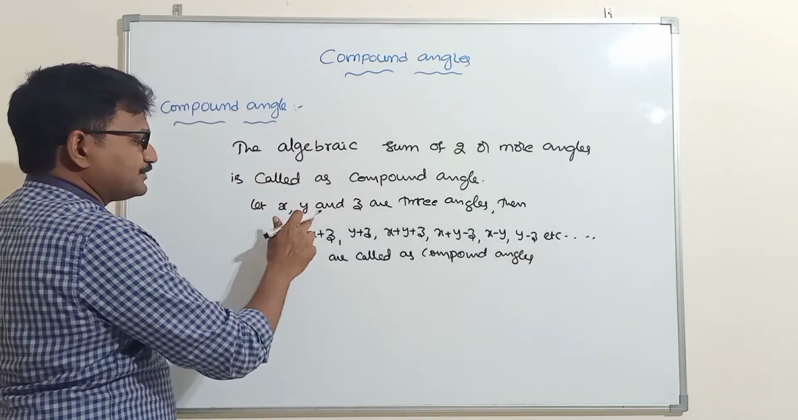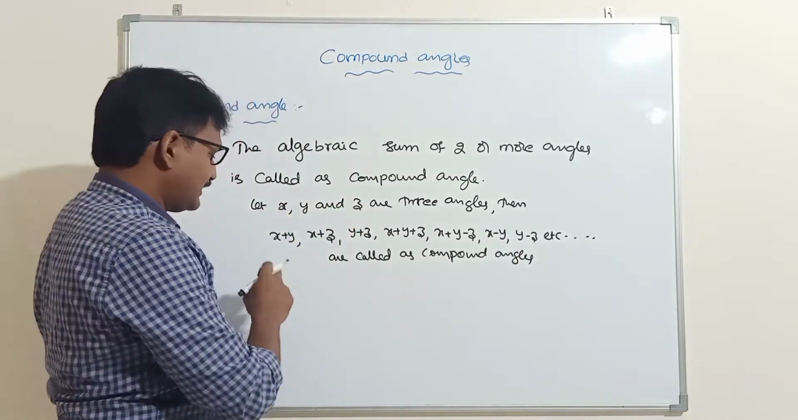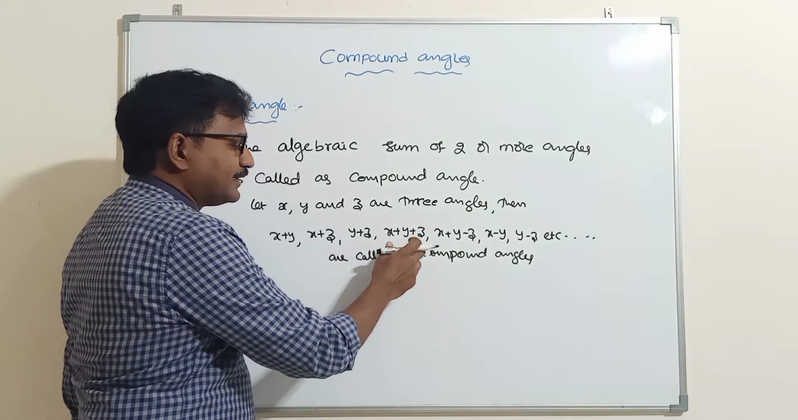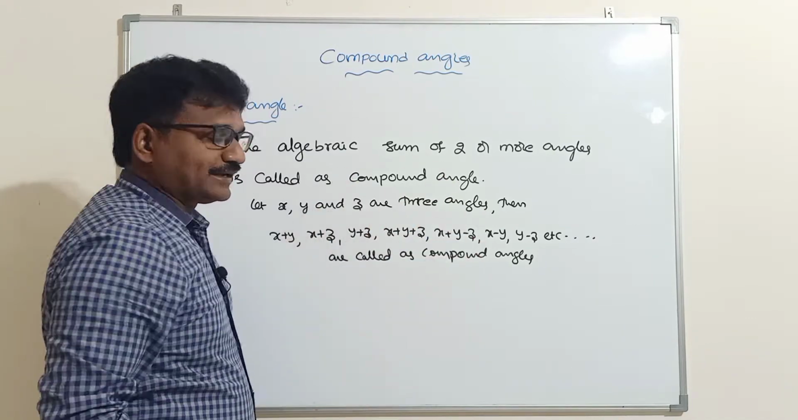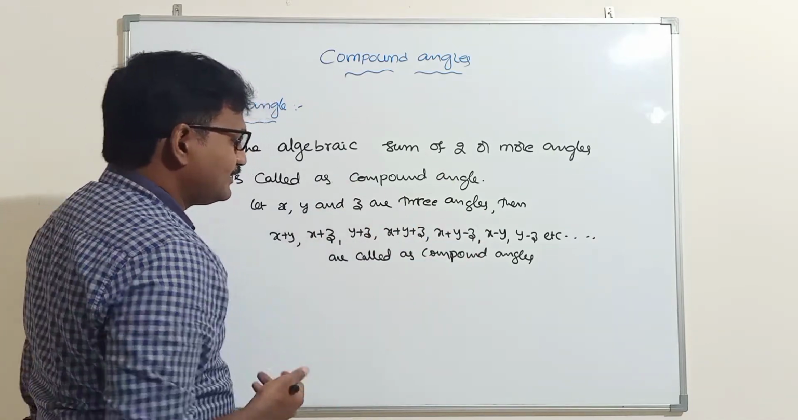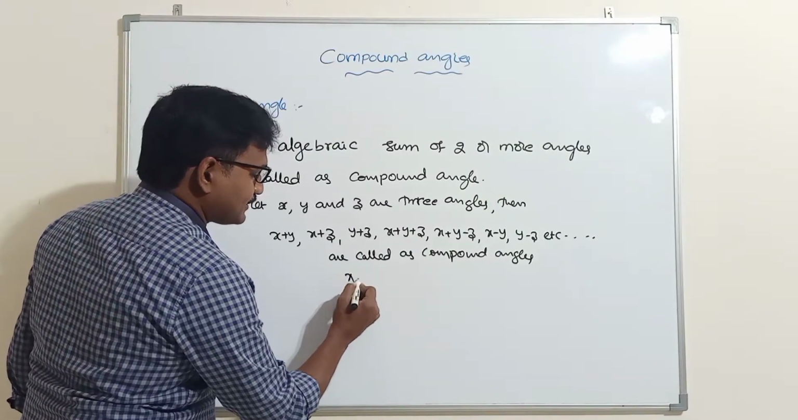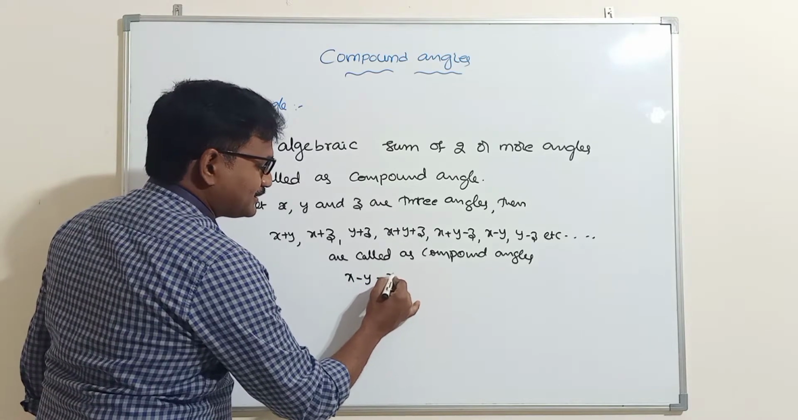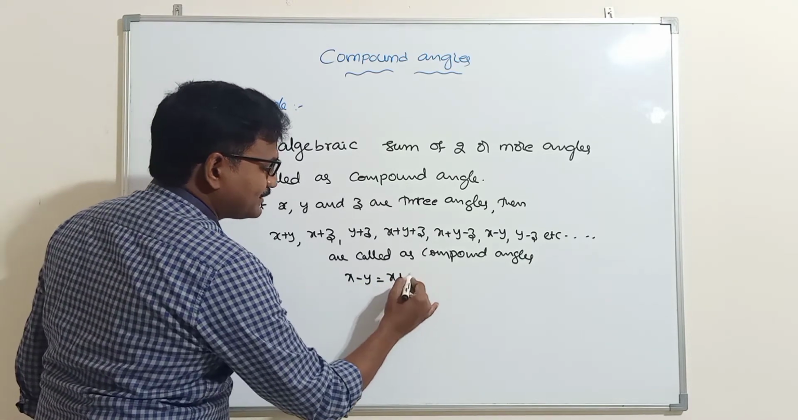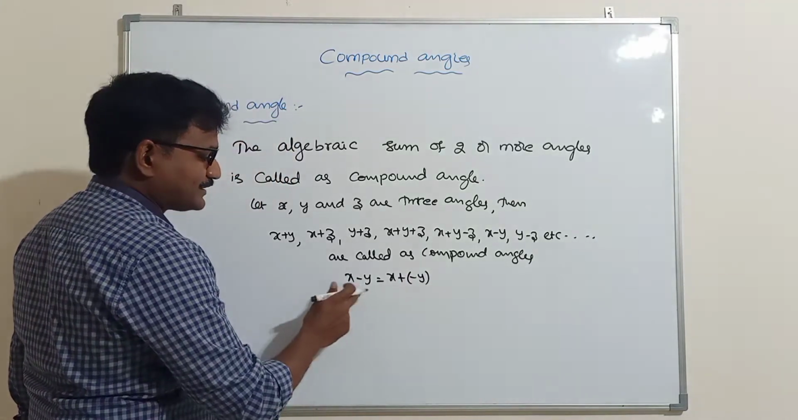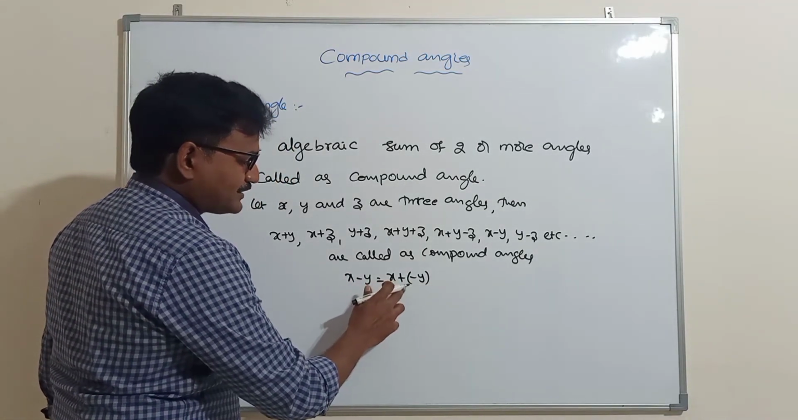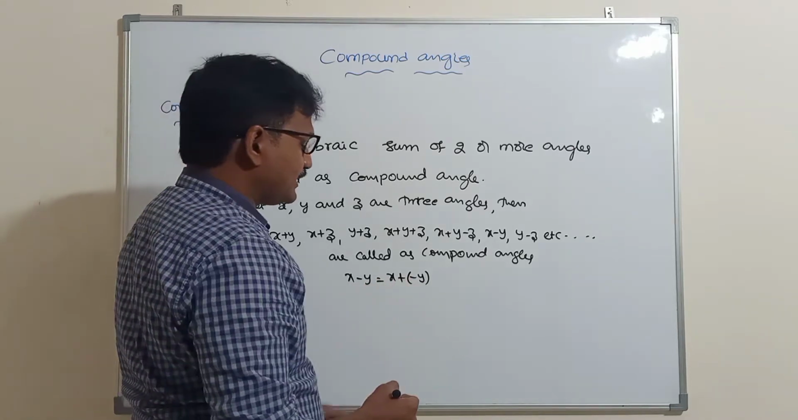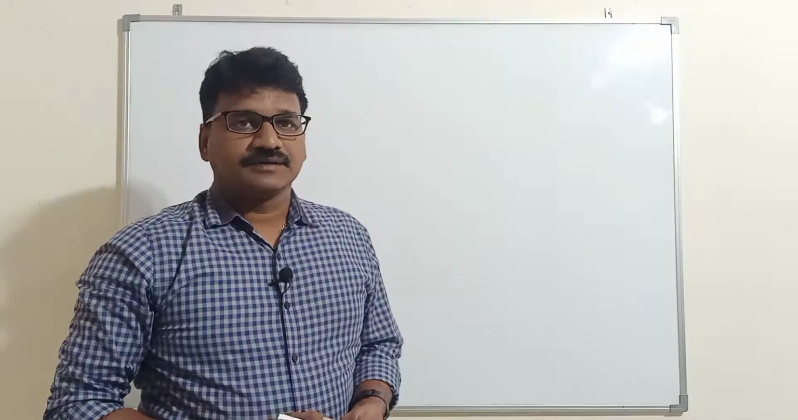So here x, y, z are three different angles. If you add two angles, either x and y, or x and z, or y and z, or if you add three angles, two or more angles, then it is called a compound angle. Even a difference of angles is also called a compound angle. This difference is also called an addition of angles, because x minus y we can write as x plus minus y. x minus y means the sum of angle x and angle minus y. So that's why this is called a compound angle.